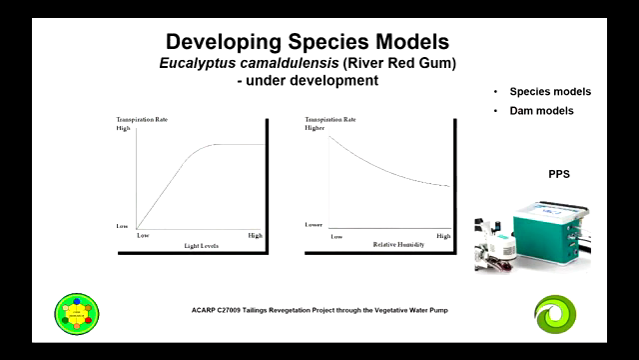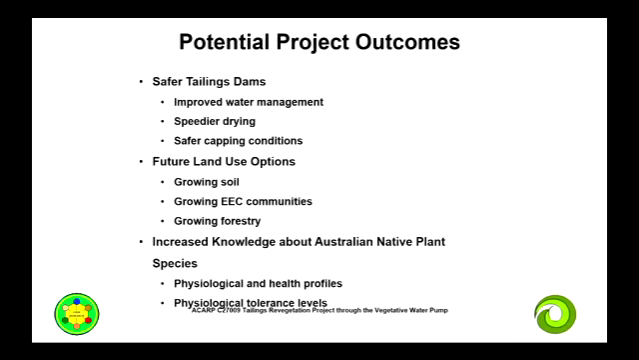So the idea with this then is once the plants are established and growing nicely, we will start to develop species models for transpiration rates, and we'll be using primarily a portable photosynthesis system to measure the transpiration rates under different conditions like light levels, relative humidity, and a series of other parameters. We're also hoping, with the information we gather, we'll be working at another dam also. We'll be hoping to model the different responses in the different types of dams.